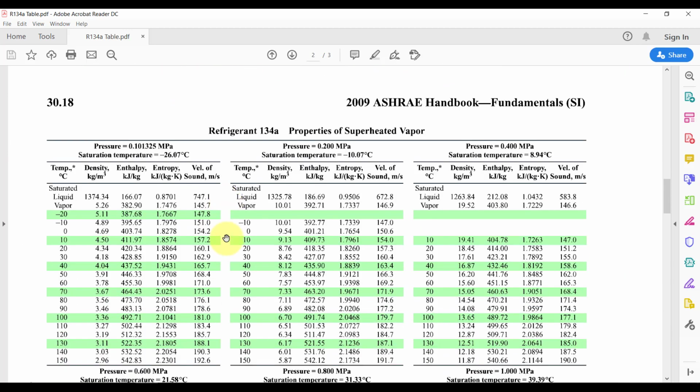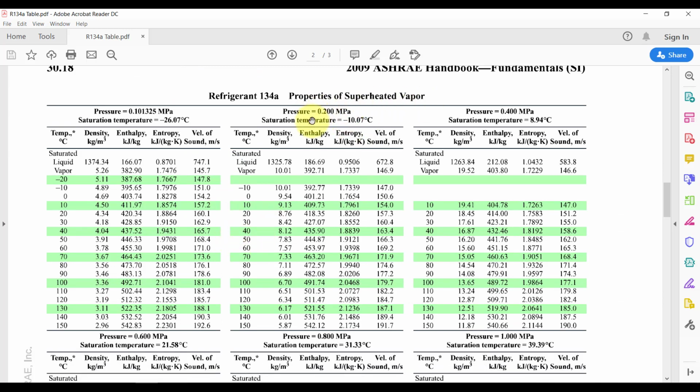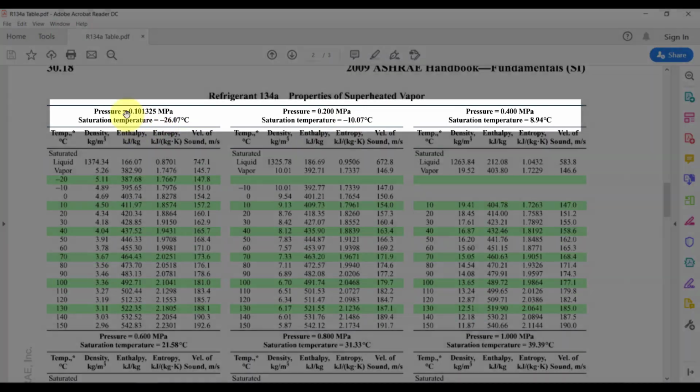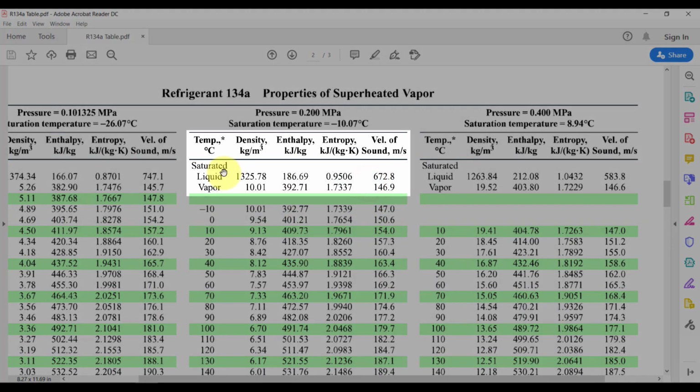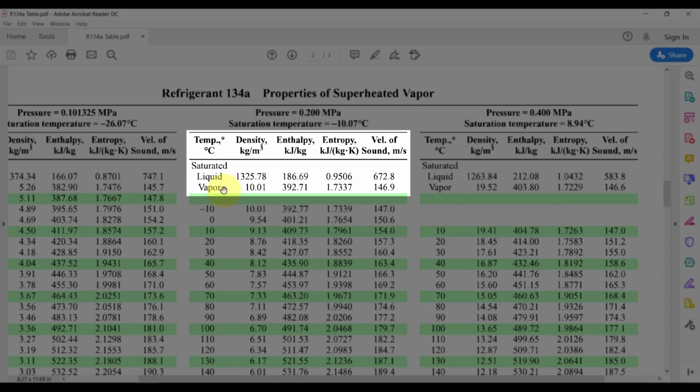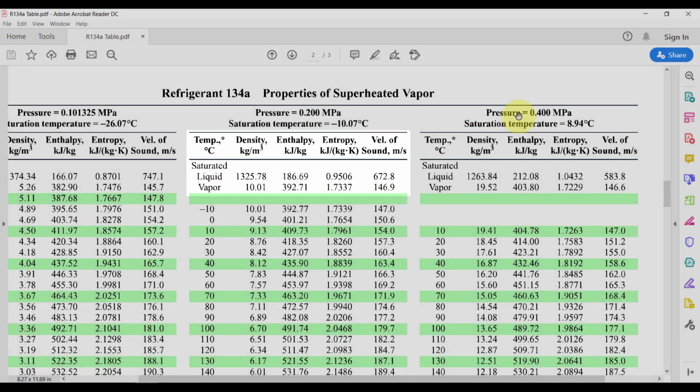Now, if we scroll down, we have the properties of superheated vapor. So, makikita natin na segregated siya in terms of pressure and saturation temperature. At ang special dito sa table na ito ay nakasulat ang different properties ng saturated liquid at saturated vapor for these particular pressures. So, anong advantage nito?